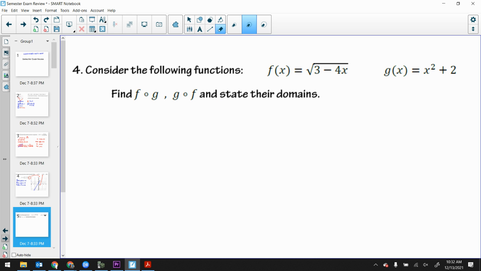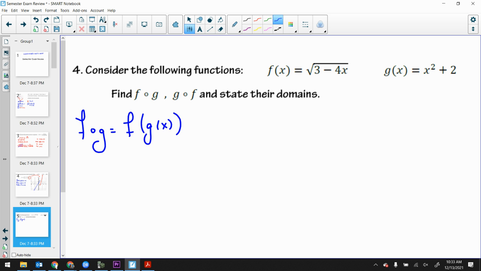Okay, let's take a look at 4. Find f of g and g of f and state their domains. All right, let's find f of g. Now remember, f of g really is the same thing as saying f of g of x. That open circle is composition, where the second function is inside the first. So I'm basically going to find f of x squared plus 2. The x squared plus 2 is going in as my input into that square root of 3 minus 4x.